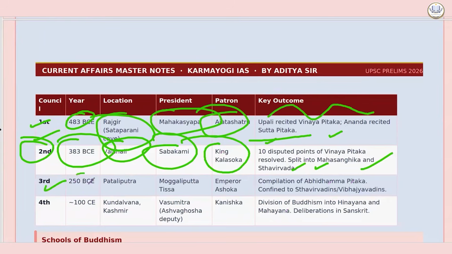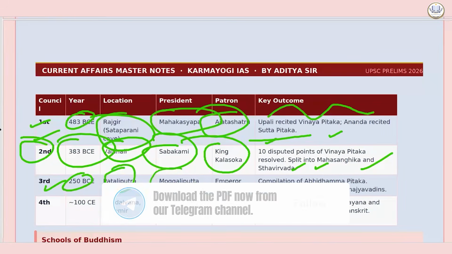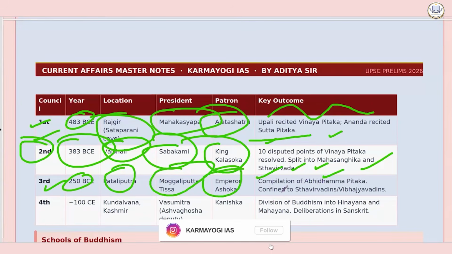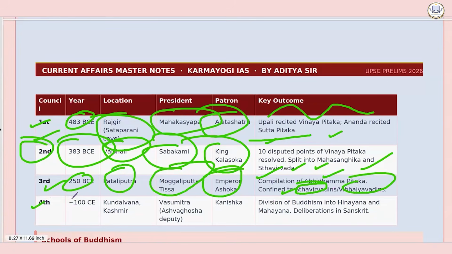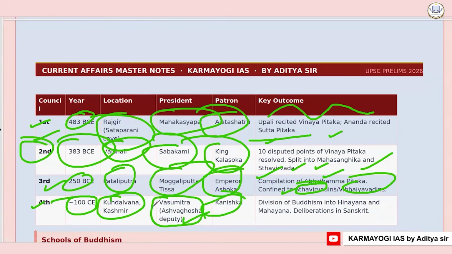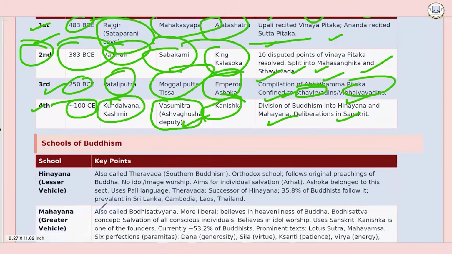Then we have third, 250 BC, Patliputra, Mogaliputta Tissa presided and Emperor Ashoka was the patron. Compilation of Abhidhamma Pitaka, confined to Sthaviravadins and Vibhajyavadins. Fourth one, 100 Common Era, Kundalavana, Kashmir, Vasumitra was the head and Ashwaghosha was the deputy, under the patronage of Kanishka. Division of Buddhism finally happened into Hinayana and Mahayana. Deliberations were in Sanskrit. Then we have schools of Buddhism.